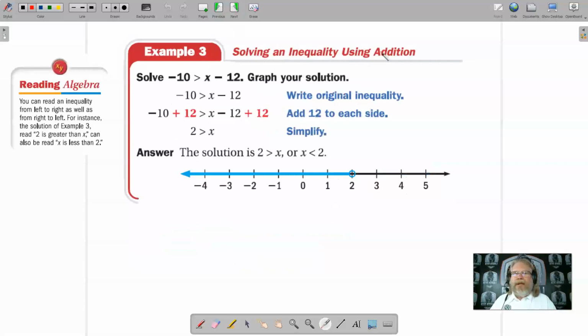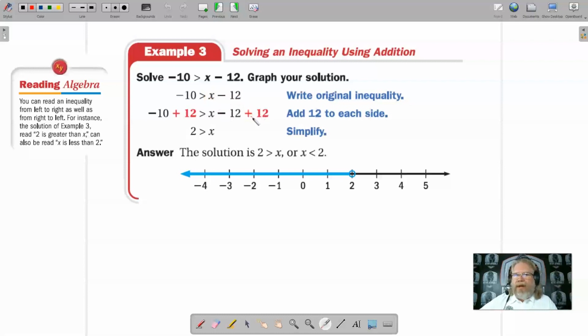Solving inequalities using addition. So on our last one, we used subtraction to solve the inequality. Now we're going to use addition. So solve negative 10 is greater than x minus 12. So rewrite your original inequality. Negative 10 is greater than x minus 12. The 12 is tied to the x through subtraction, so we're going to use the opposite operation, which is addition.